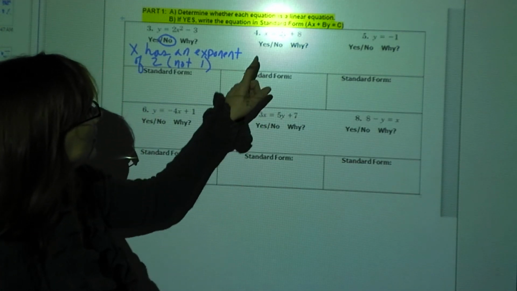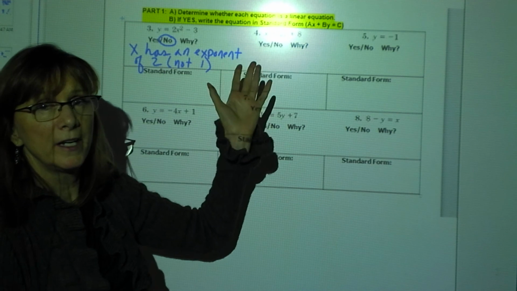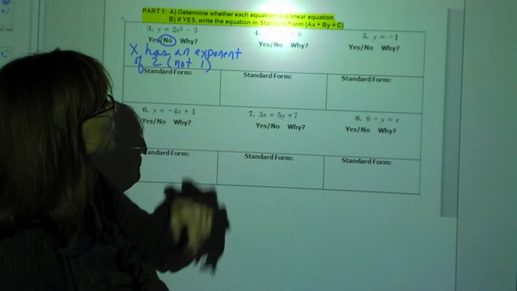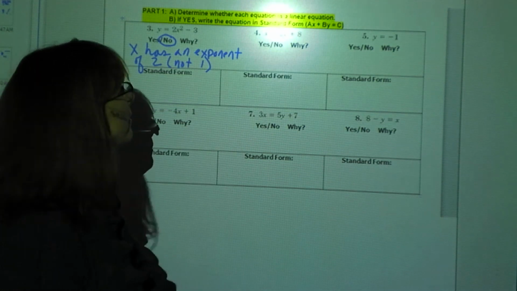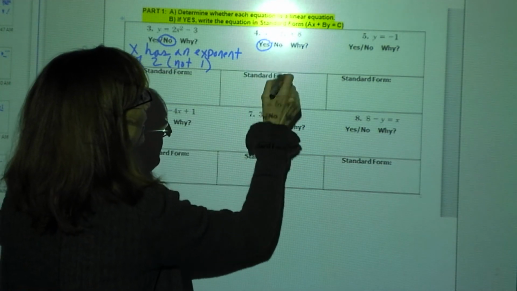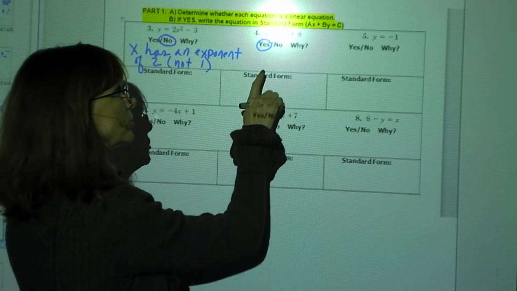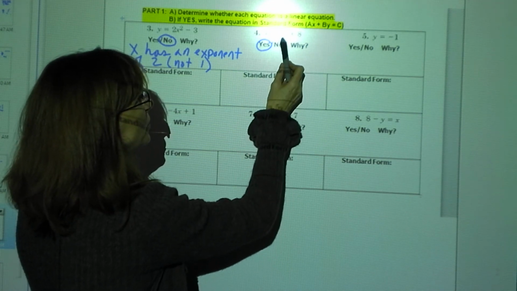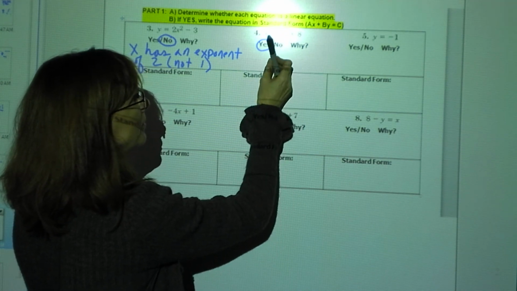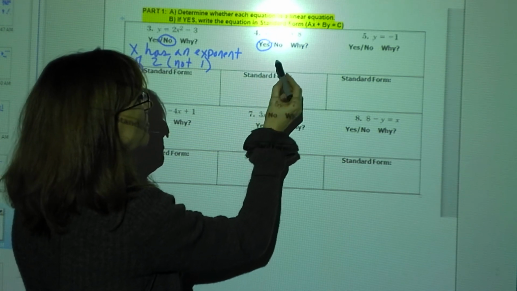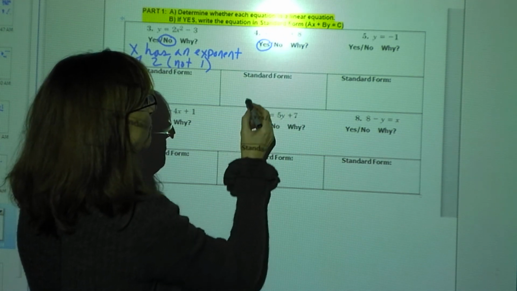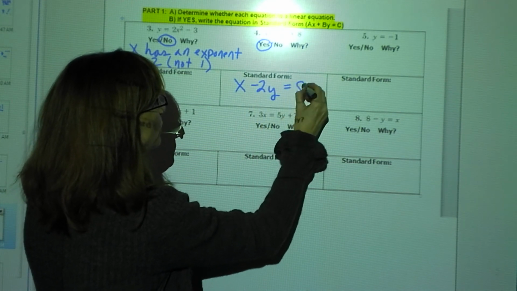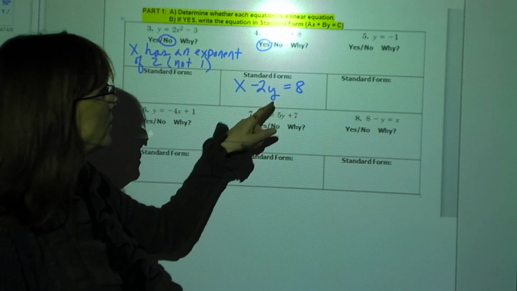So let's look at this one. We have two variables. Remember, a linear equation either has one or two variables. Both variables are raised to the first power. So that would be a linear equation, so we're going to circle yes. Now, to write this in standard form, again, I want to write ax plus by equals c. I have to bring that 2y over to the same side as x. The way I'm going to do that is I'm going to subtract 2y from both sides. So I end up with x minus 2y equals 8. That would be this equation in standard form.